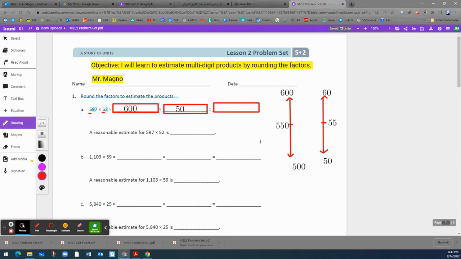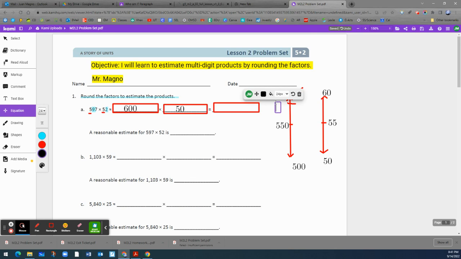Here's one more way to do this. The number 597 is between 600 and 500. The midpoint is 550. So 597 would be closer to 600. This is why we round to 600. Let me show you where that number will be. That will be the number 597. That's where you will find that number, which is very close to 600. And that's another way to see how you round that number.